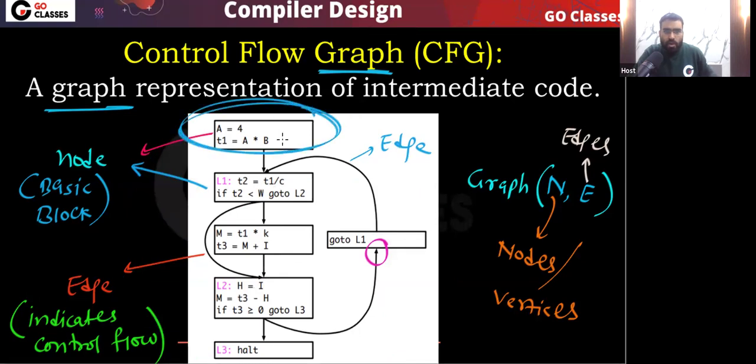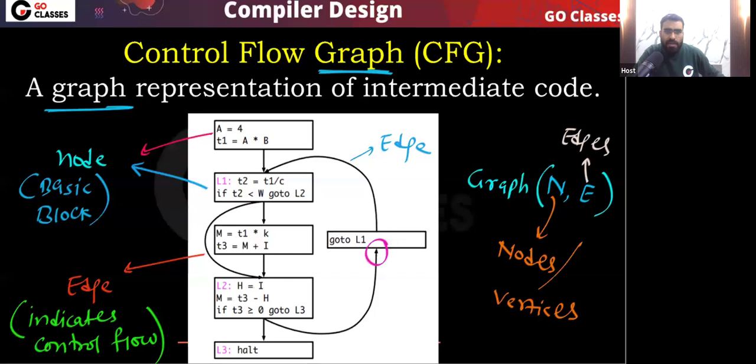For example, from these instructions, you can go to these instructions. Either you can go to these instructions or to those instructions. From this basic block, I can say from this vertex, from this node, either you can go to this node or to that node. Once you execute these two instructions, after that either you will execute these two instructions or those two instructions.